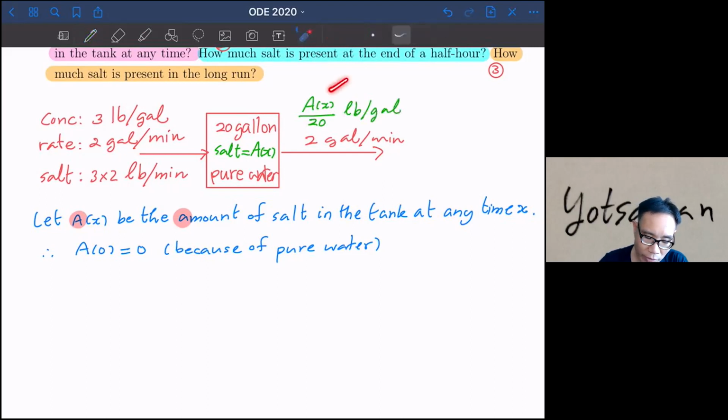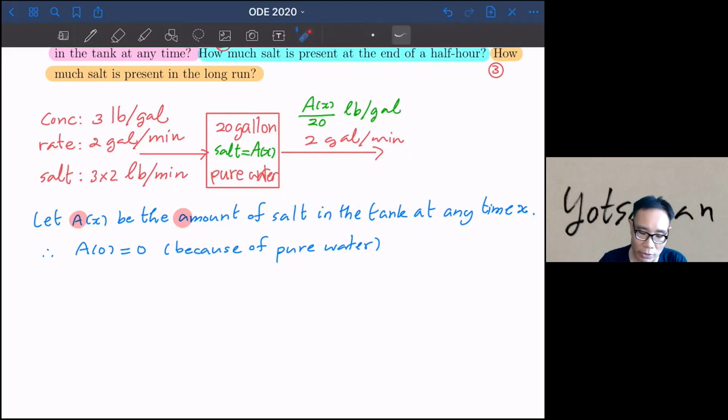Okay, so this is the amount of salt, and this is the amount of water, which is 20 gallons. It gives you the concentration of the brine that sits in the tank before it flows out. We stir, and we let this brine out at the rate of 2 gallons per minute.